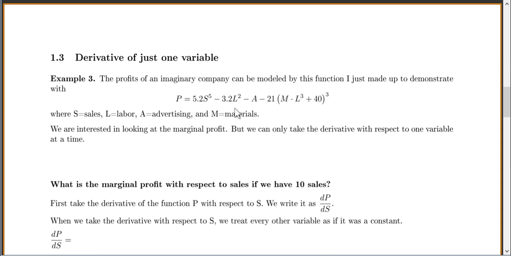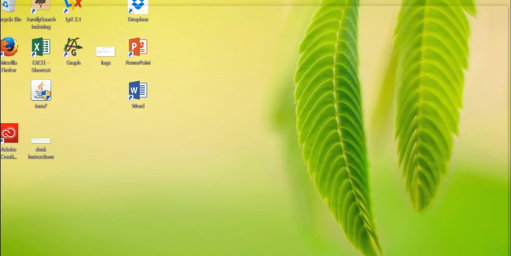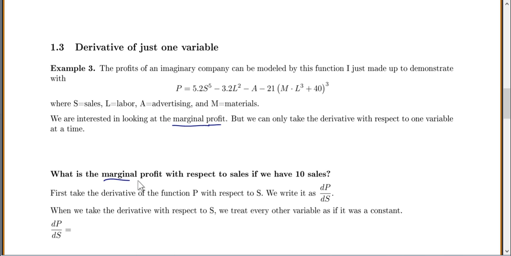If you think about it, it makes sense that your profit is not going to depend on just how many you sell, but also on different things like labor, etc. But sometimes we still want to take the derivative, or maybe we're only interested in one variable specifically. So in this case, we want to look at the marginal profit. So we want to see how fast profit changes. But we can only take the derivative with respect to one variable at a time. So you pick one variable you're interested in. For example, what would be the marginal profit with respect to sales? So this is the variable that we actually care about.